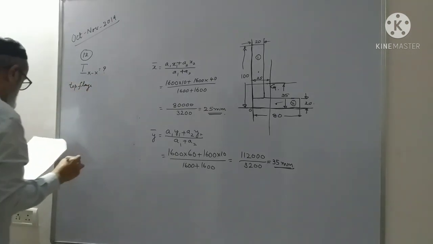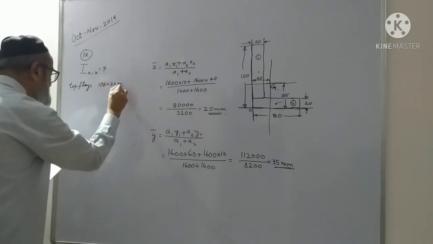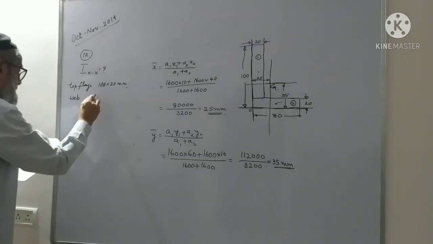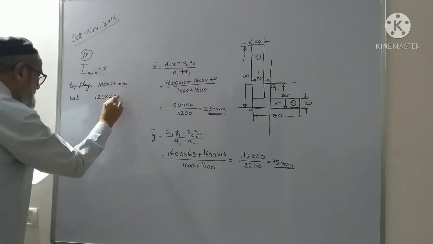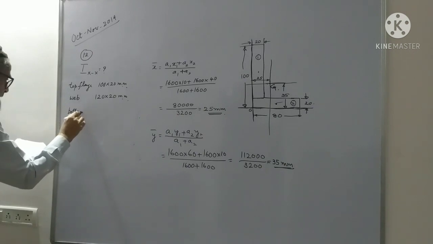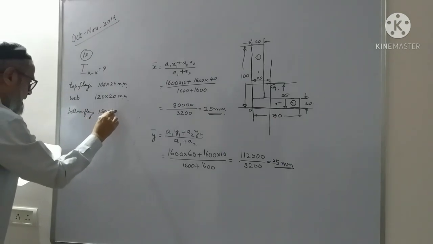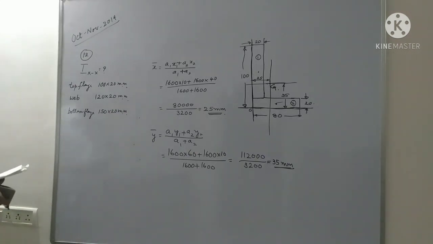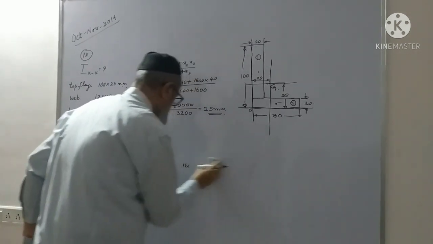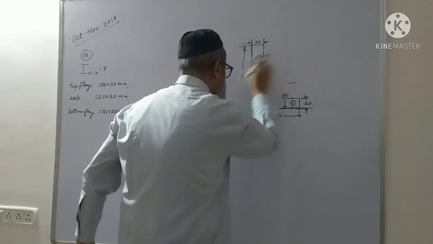top flange 100 by 20 mm, web 120 by 20 mm, and bottom flange 150 by 20 mm. Now, what we have to do is, first let us draw a rough sketch of the given I section and mark these dimensions.